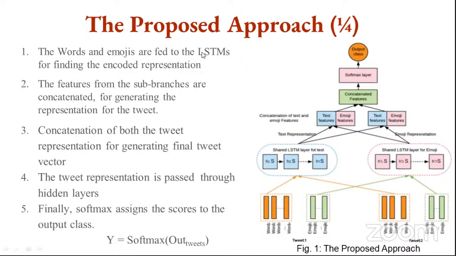The words and emojis are fed to the LSTMs for finding the encoded representation. The features from the sub-branches are concatenated for generating the representation of the tweet. So the tweet now has the text portion and the emoji portion, and the text is passing through one LSTM, emojis are passing through the other LSTM. We are getting the text representation and the emoji representation of the tweets, and then we concatenate them together to get the tweet representation, and then pass it through the softmax layer. The concatenation of both representations generates the final tweet vector. The tweet representation is passed through the hidden layers. And finally, softmax assigns the scores to the output class.